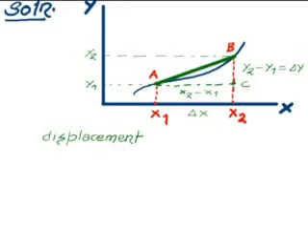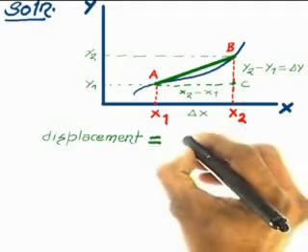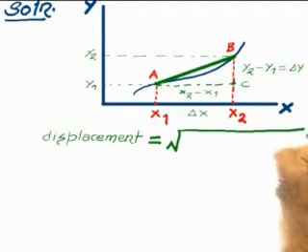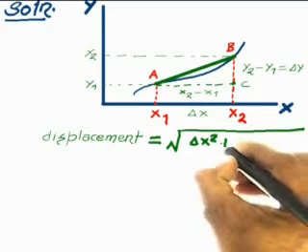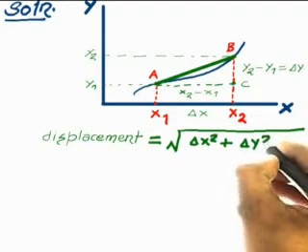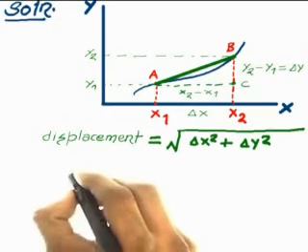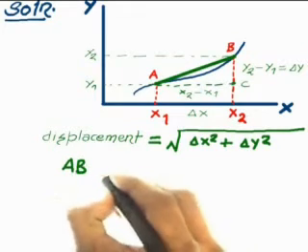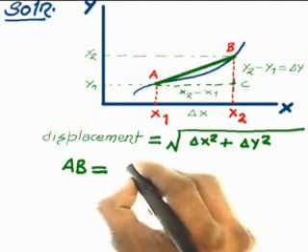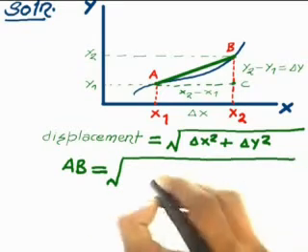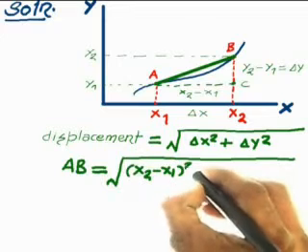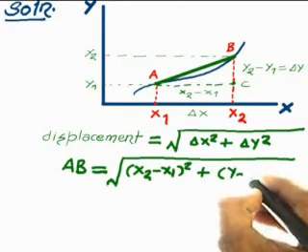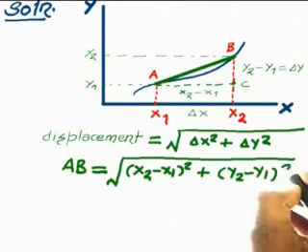Then obviously this displacement will become equal to under root of delta x square plus delta y square, and hence the displacement AB can be written here as under root of (x2 minus x1) square plus (y2 minus y1) square.